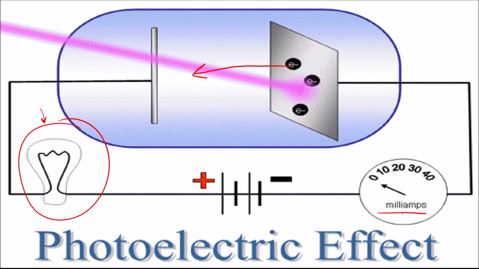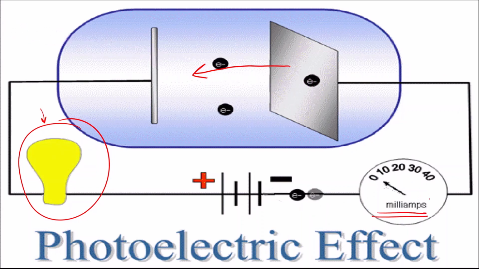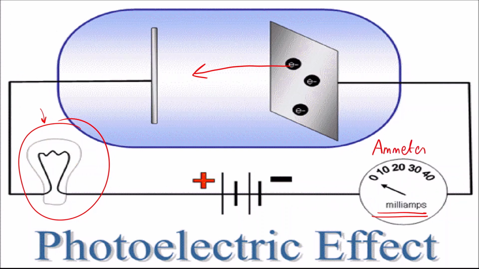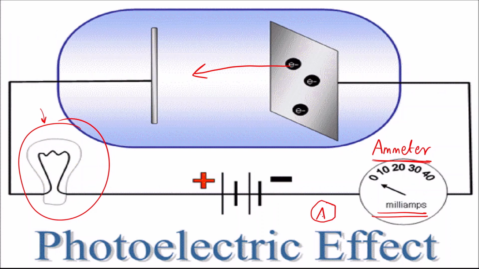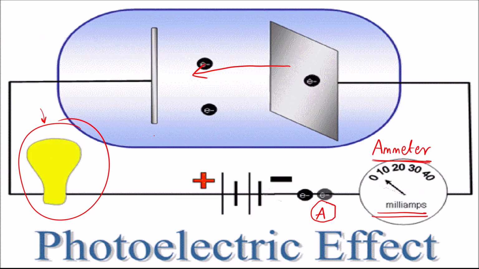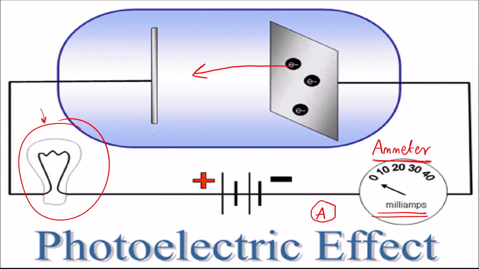And if you want to measure how much current is passing, you can connect an ammeter. What is this called? This is called an ammeter. It is an instrument used to measure electric current. Ampere is the unit to measure electric current, with milliamps as a smaller unit. So you connect the ammeter and measure the electric current. In this way you can prove that the photoelectric effect is taking place.